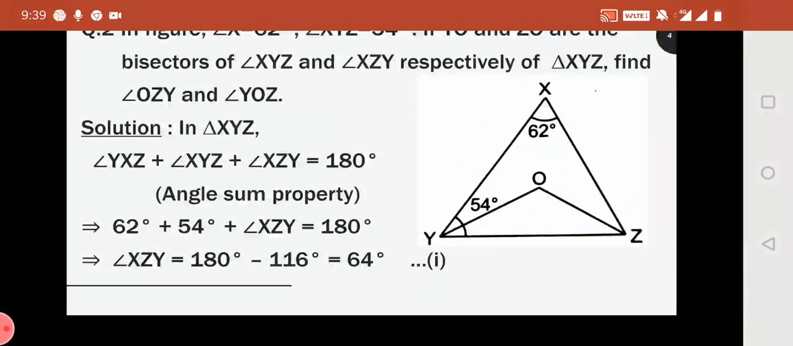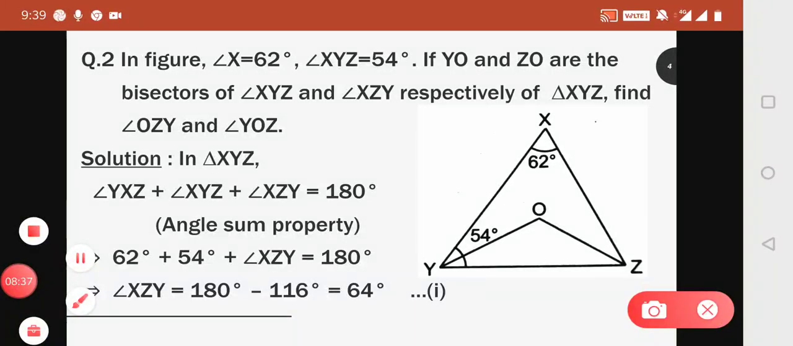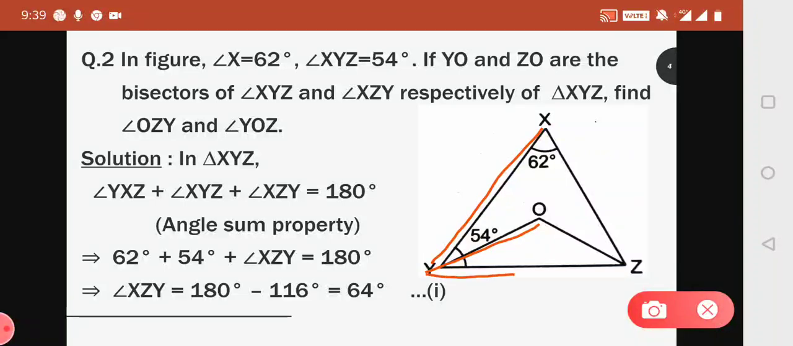Similarly, further we will need another angle also. So again, YO is the bisector of angle XYZ. So this angle, that is angle OYZ, will be half of angle XYZ, which is already given as 54 degrees. So its half will be 27 degrees.